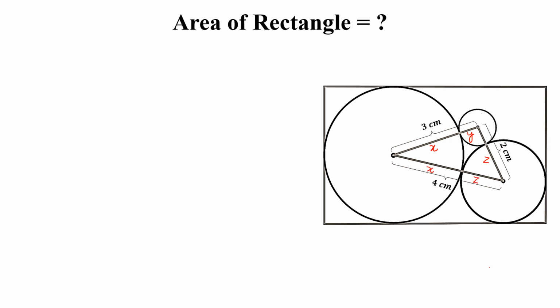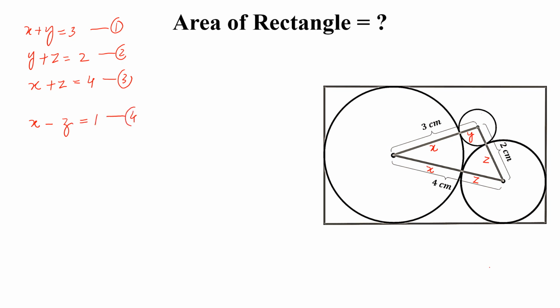Now from the question we can write x plus y equal to 3, y plus z equal to 2, and x plus z equal to 4. Let this be equation 1, this 2, and this 3. Now subtract equation 2 from 1, so we will get x minus z equal to 1. Let this be equation 4.